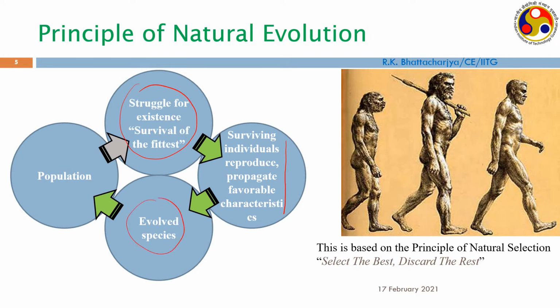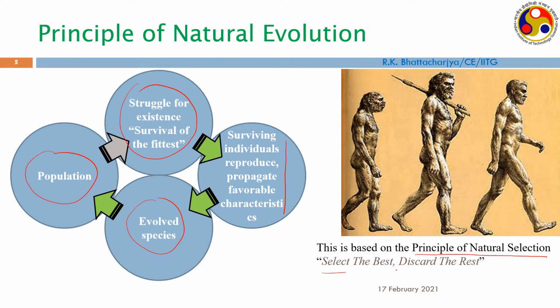I will give you an example in the next slide. It starts with a population. If I look at what is happening in nature, it's a population. The population is struggling for existence, that is survival of the fittest. Then the surviving individuals reproduce and propagate their favorable characteristics. This is what we call evolving; the species evolves. The law is based on the principle of natural selection.